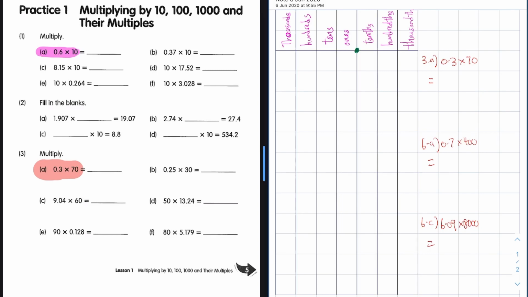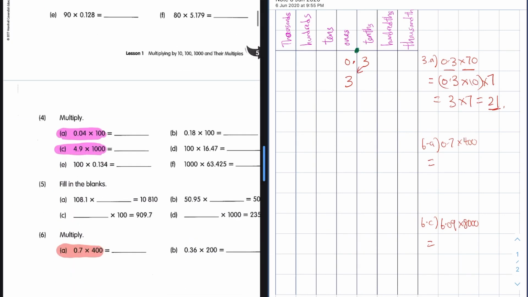Now we come to the next step, which is multiplying a decimal with a multiple of 10. So let's look at question 3a as an example. Okay, 0.3 times 70. I can think of it as 0.3 times 10 times 7. So I'm going to write 0.3, and I'm going to multiply it by 10. So everything moves to the left by 1 square. 3 tenths becomes 3 ones. So this is equal to 3 times 7, which some simple mental calculations will tell you that it is 21.